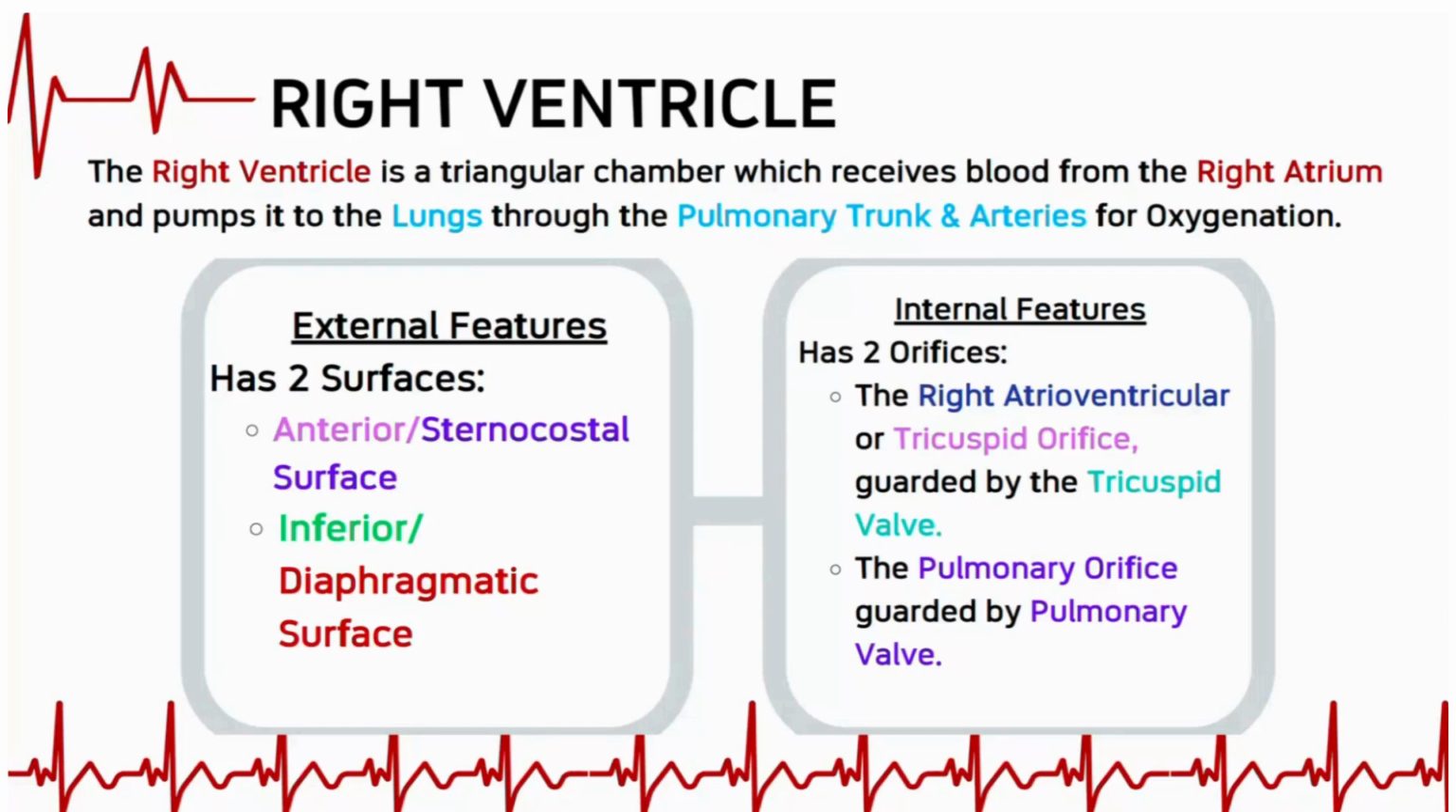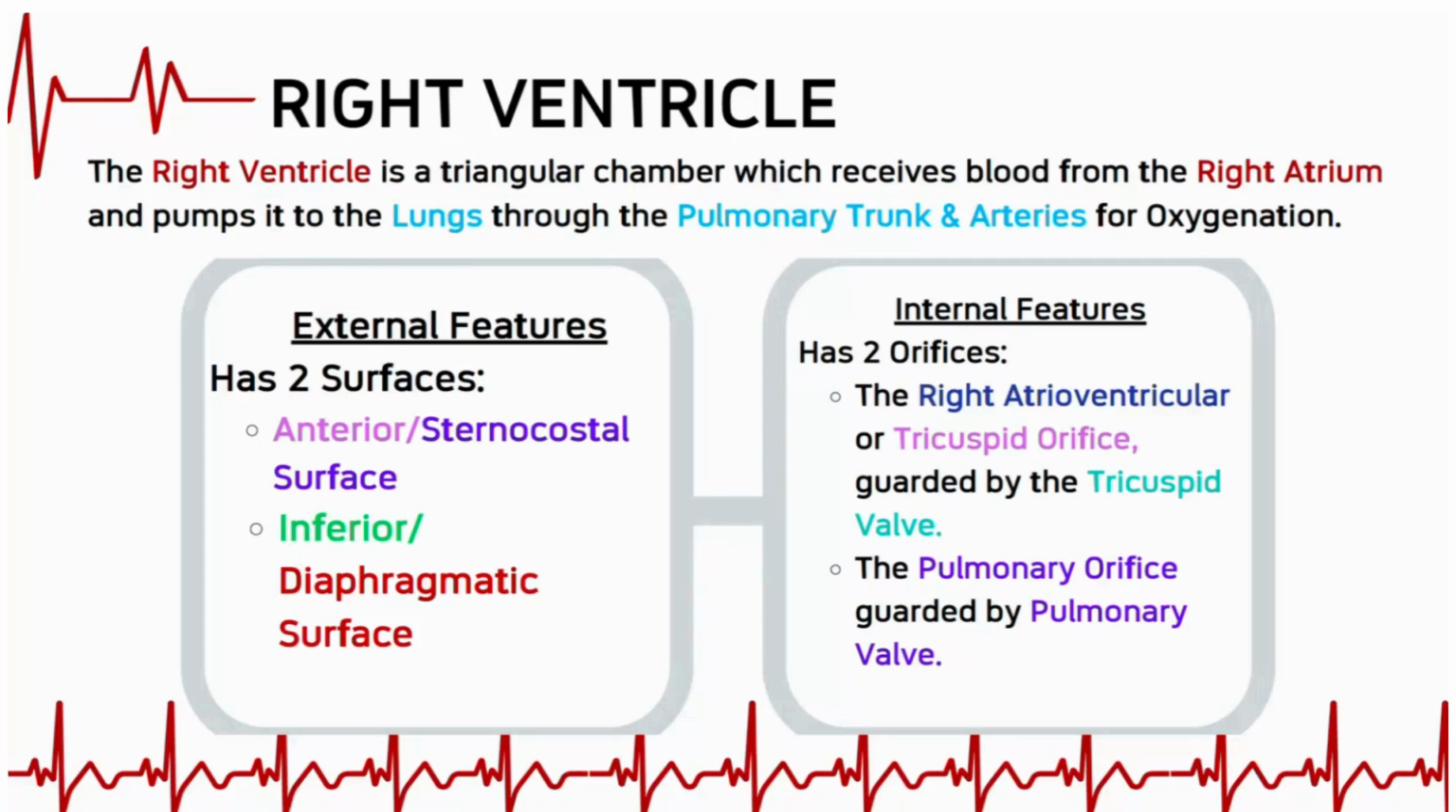Right. So we have the right ventricle. The right ventricle is a triangular chamber, and this receives deoxygenated blood from the right atrium, and then it pumps it to the lungs through the pulmonary trunk for oxygenation.